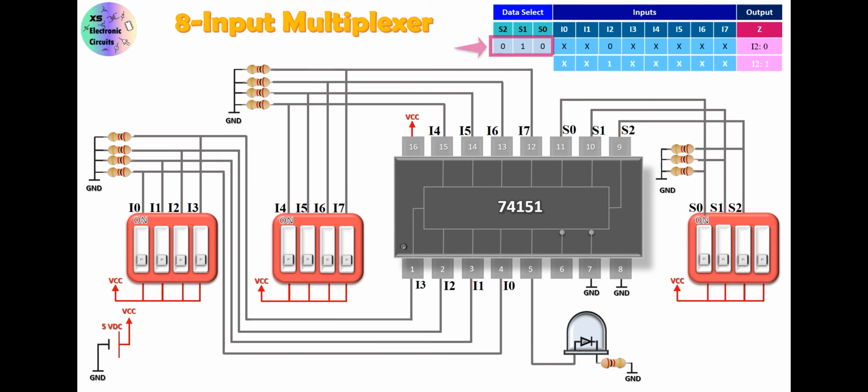Here the inputs S0, S2 are 0 and S1 is 1, the number 2 is selected, which means the state of input I2 is selected to transfer to output Z. Initially when I2 has a value of 0, the LED is off, which means the output Z is 0 because input I2 has a value of 0. Now input I2 becomes 1, so the LED turns on.